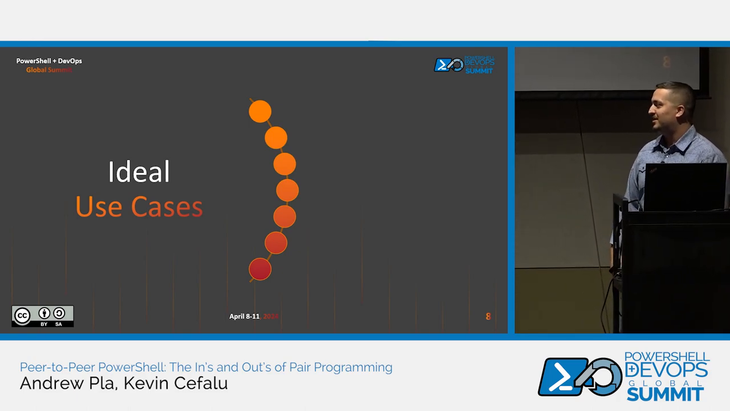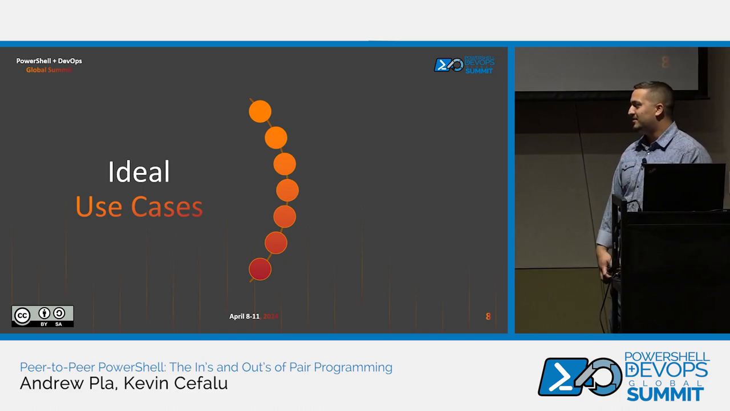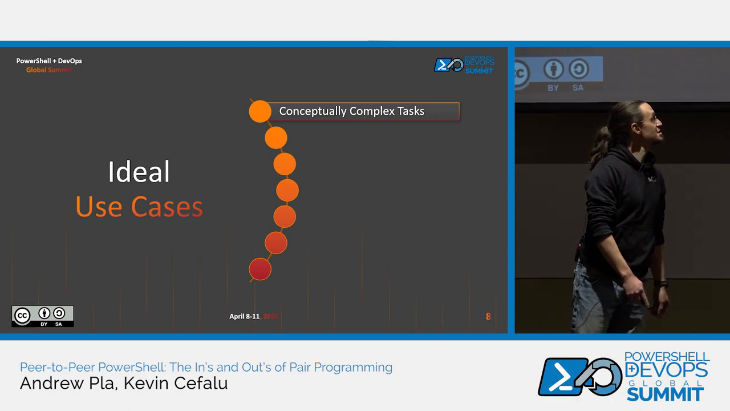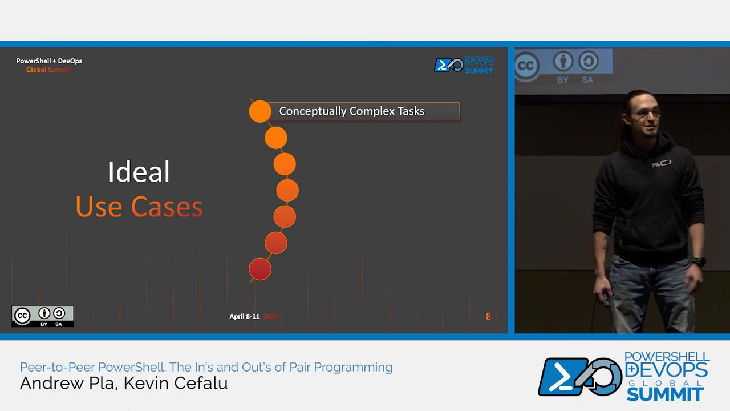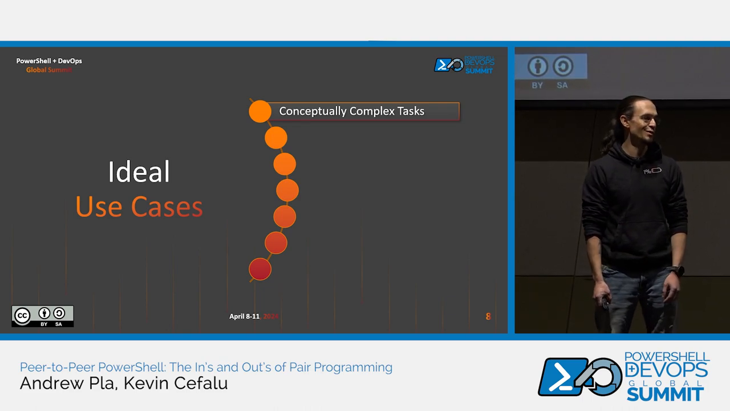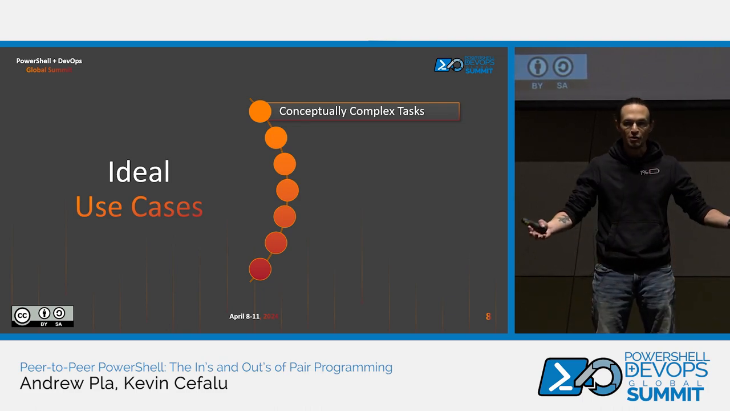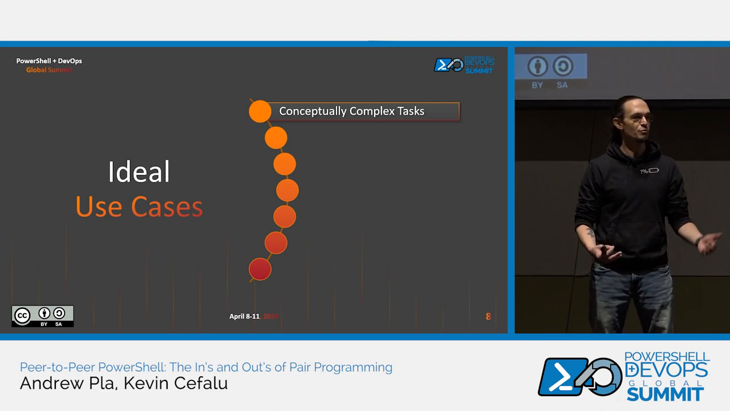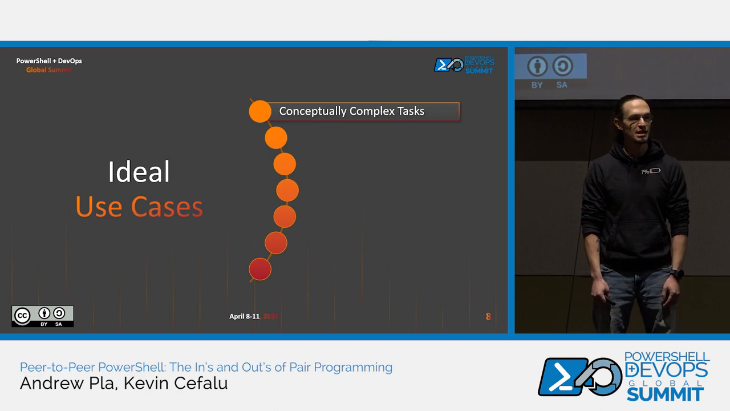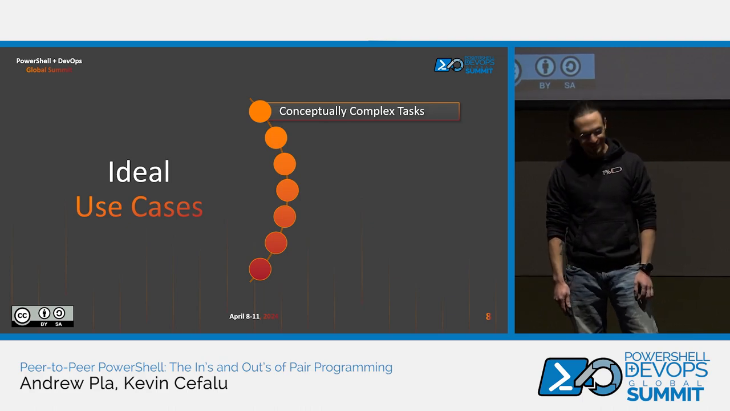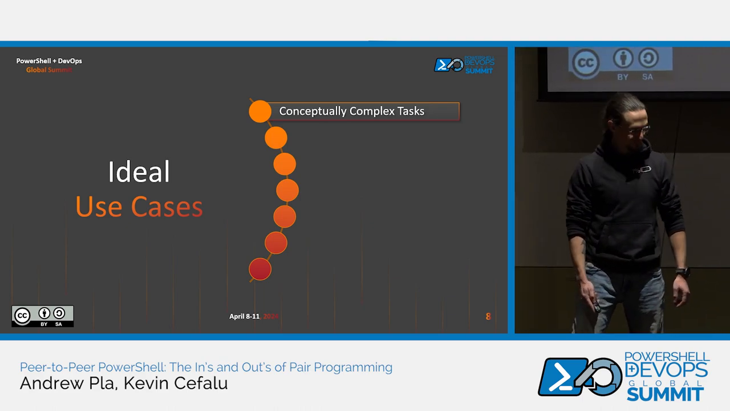So some ideal use cases. First off, complex tasks. It's oftentimes we find ourselves with something that is very nuanced, and everyone's heard of the rubber ducky, I presume, right? Being able to talk through a problem generally helps us get to a solution. It works with another human too, surprisingly. It's not just inanimate objects? Wow, that's amazing.